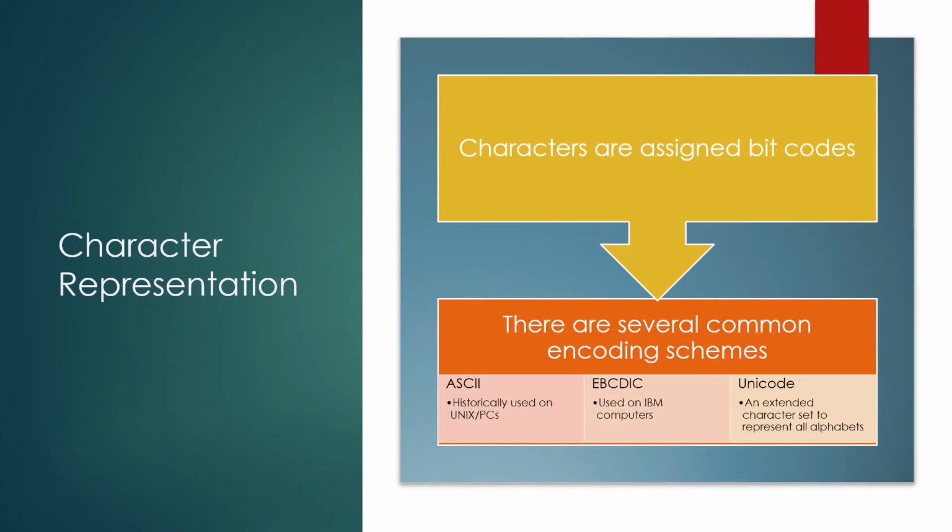Now, characters are assigned bit codes, which means that it's not completely arbitrary, but it's almost. They just say, this bit pattern is going to represent this character. There are several different encoding schemes used. ASCII is the one that was traditionally used on PCs and Unix systems. EBCDIC is the one that's used on IBM computers, and Unicode is taking over. And Unicode tries to represent every character set on the planet.